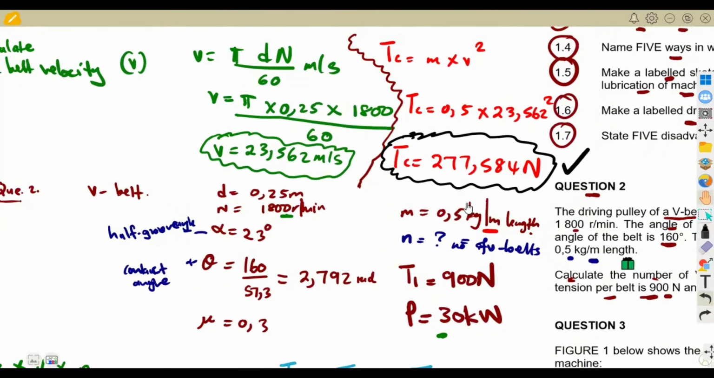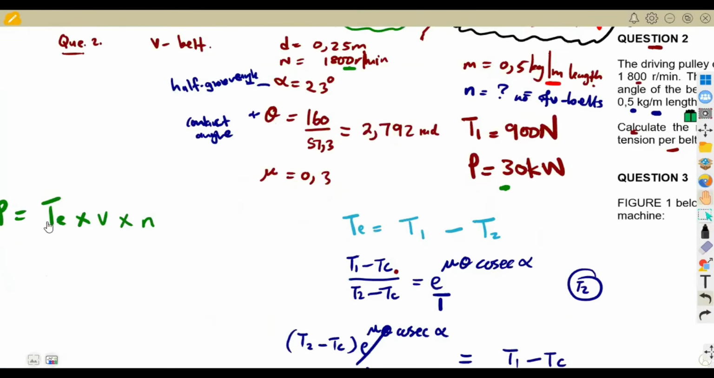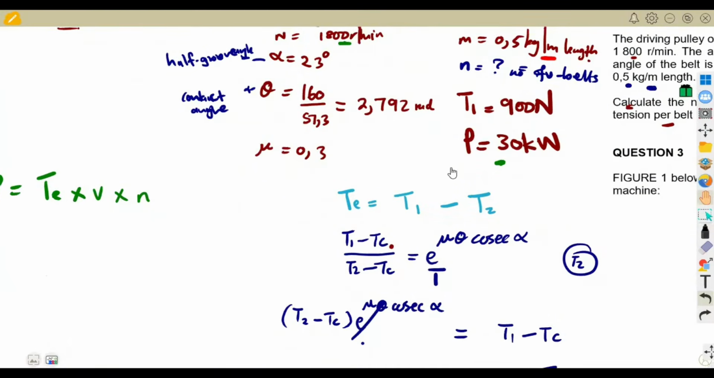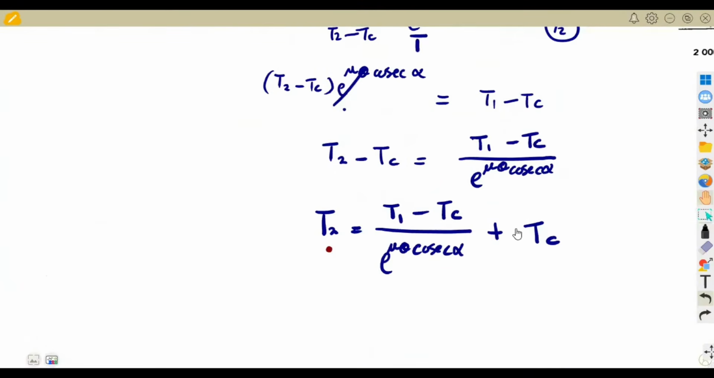Remember, already we made a formula for T2. Why do you want T2? Because it's the one that we need here for the effective tension. TE is T1 minus T2. So like I said, we are going to need T2 here. That's why we made T2 the subject. We now have the centrifugal force, so we're just going to substitute. T1 is already given, our maximum allowable tension. So we're just substituting. That's T2 is equal to what?